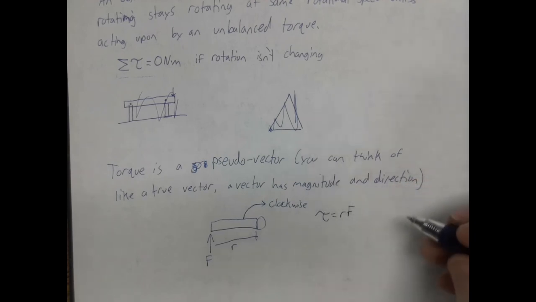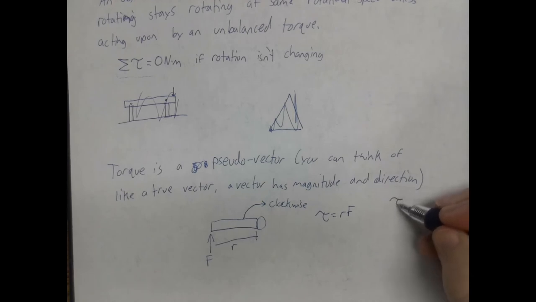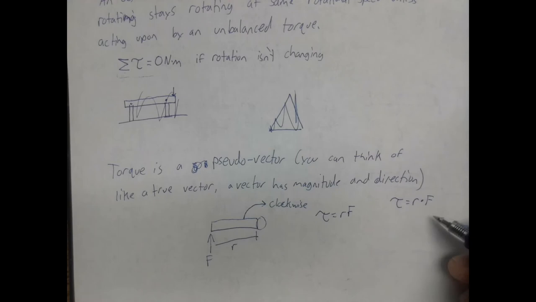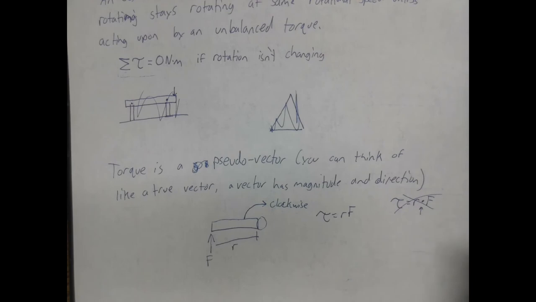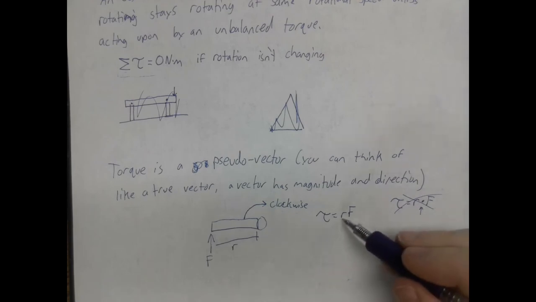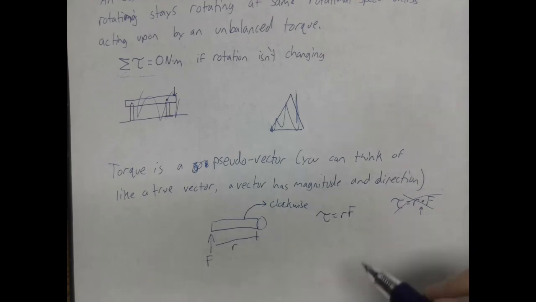Do not put a period, by the way. Do not write it as R dot F. This is, again, called a dot product. It's a vector symbol. We have to write them together if we want to do multiplication.